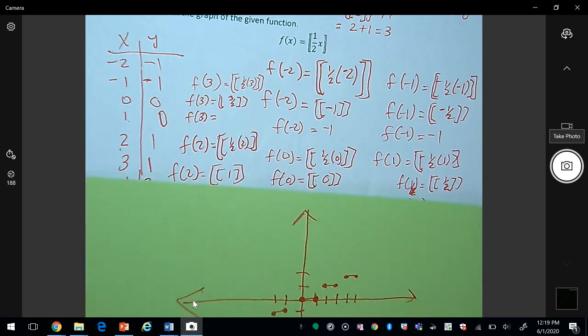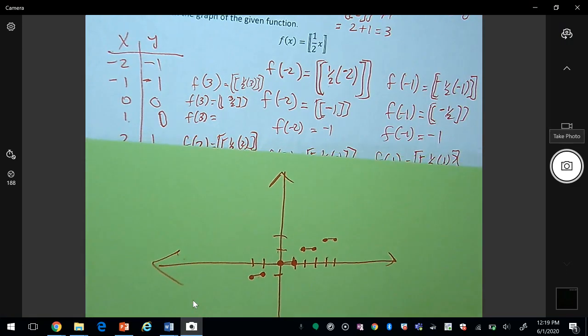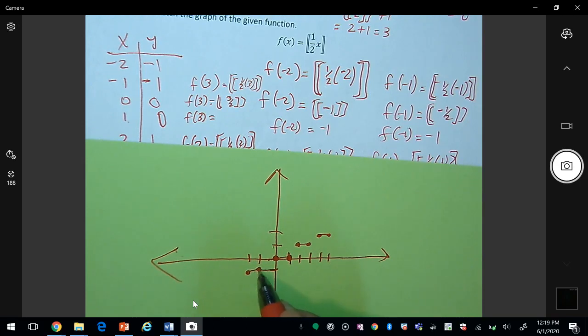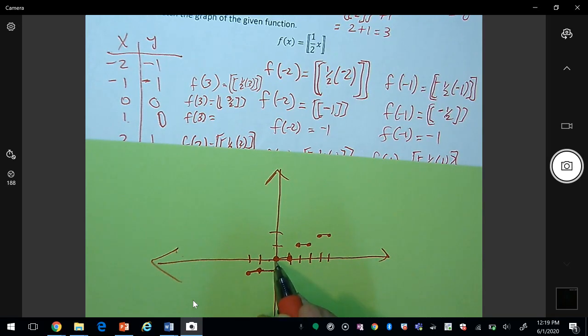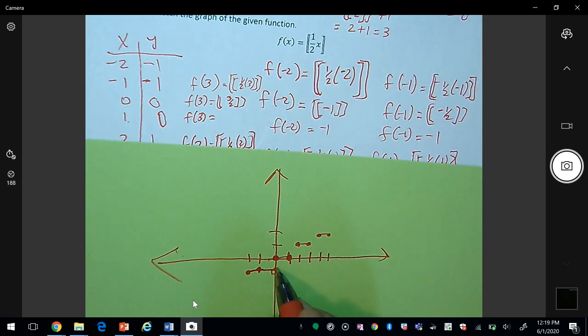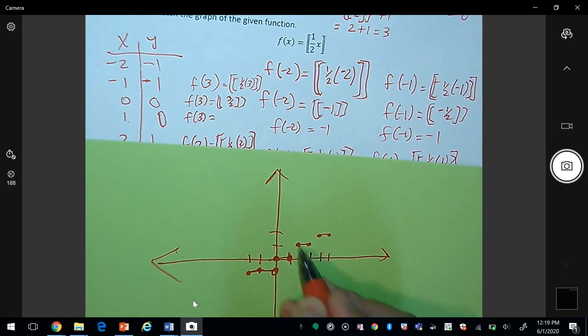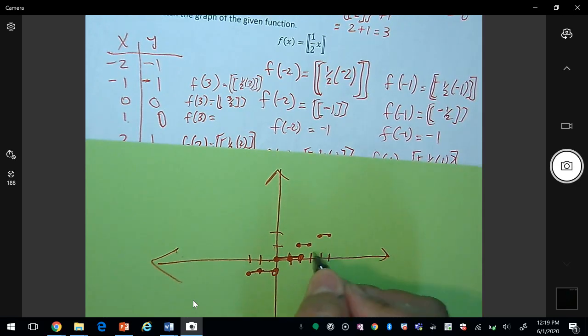So we graphed our points. Now we need to fill in these gaps. So if I was to choose anything between this point and this point, since they're not integers, it's always going to end up being -1. So I'm going to draw my line here. But at 0, we got 0, so this has to be an open circle. And so here I have that at 2, I get 1. So in here, for 2, I'm going to have an open circle.